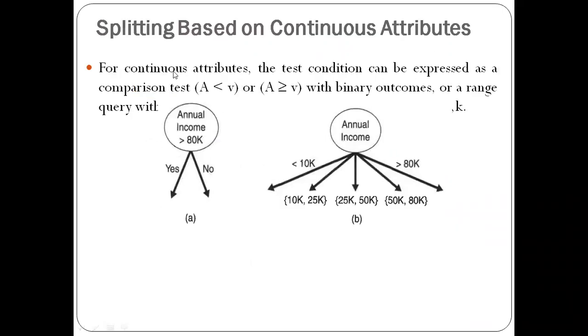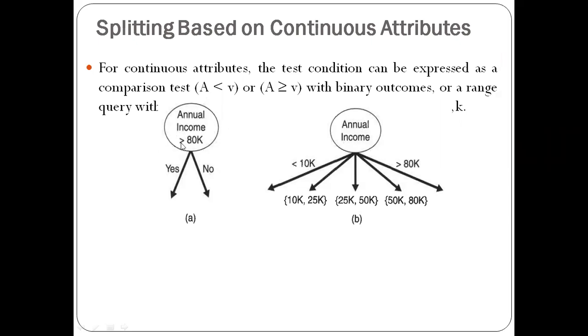Okay, now the last one is for the continuous attributes. Continuous attributes will have some range. In order to specify the test condition here, we use a comparison test, like A is less than B, or A is greater than or equal to B. That is, we check whether the attribute value is greater than this value or less than this value in order to perform the split.